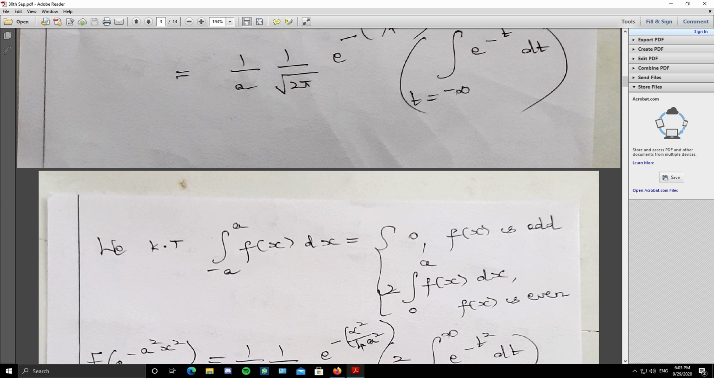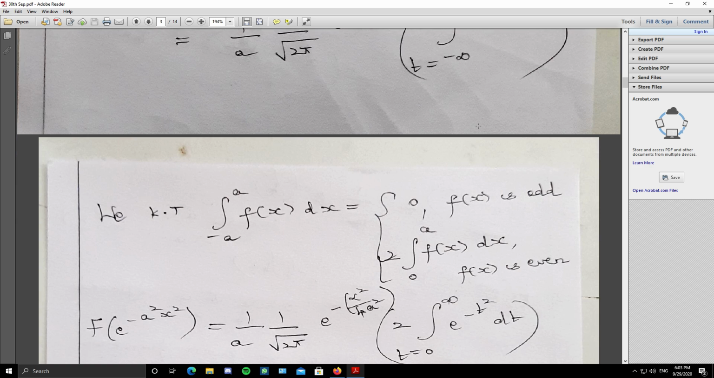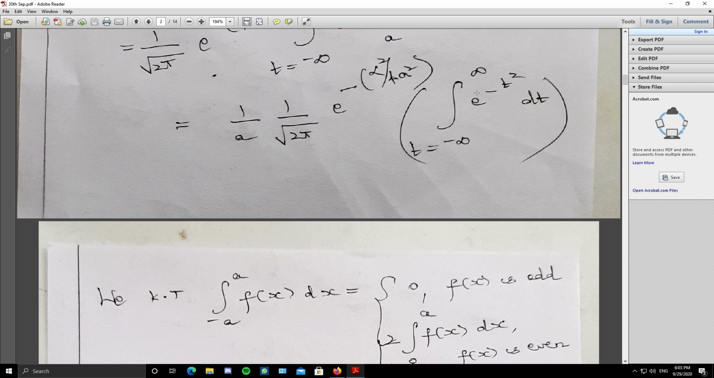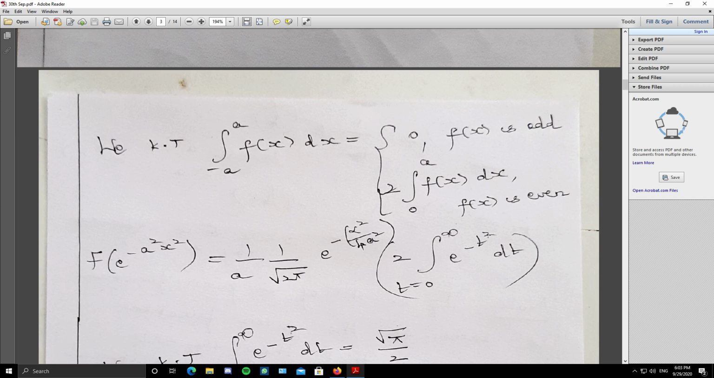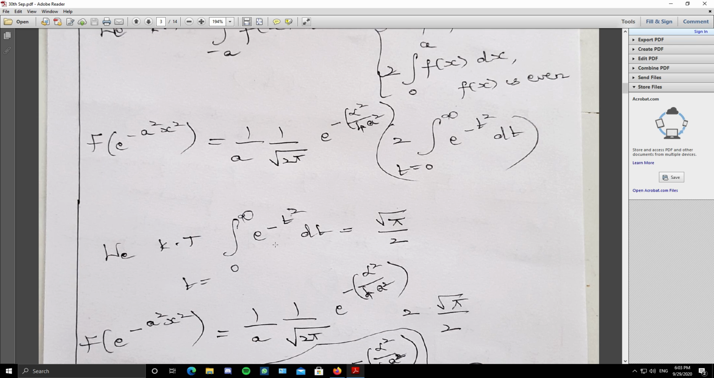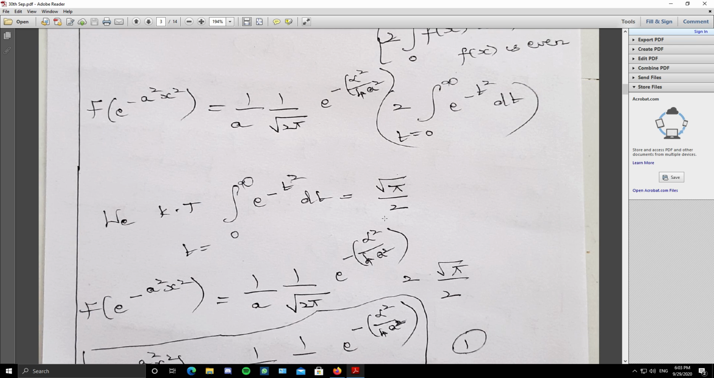So t square is an even function, so you can write it as 2 times integral 0 to infinity e power minus t square dt. In place of minus a to a, you have minus infinity to plus infinity. In place of f of x, you have e power minus t square. And the value of this integral 0 to infinity e power minus t square dt is root of pi by 2. So that is substituted here.